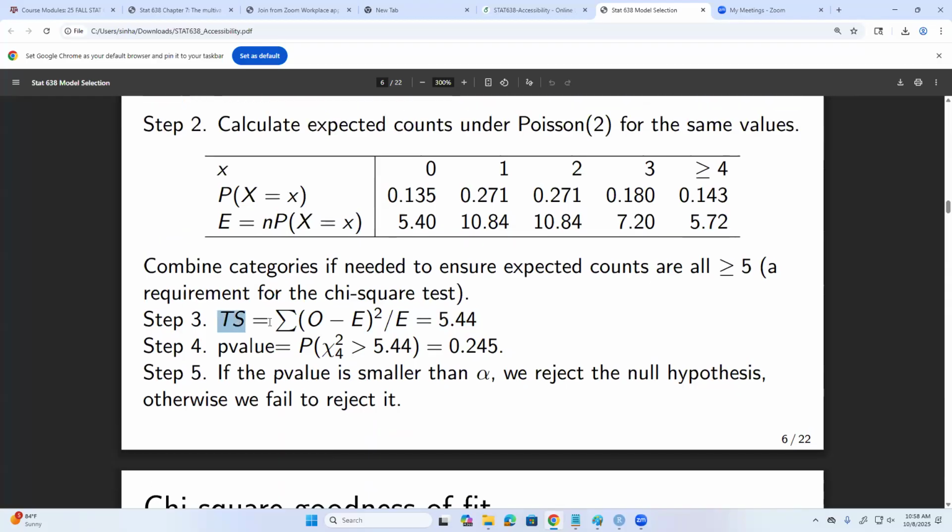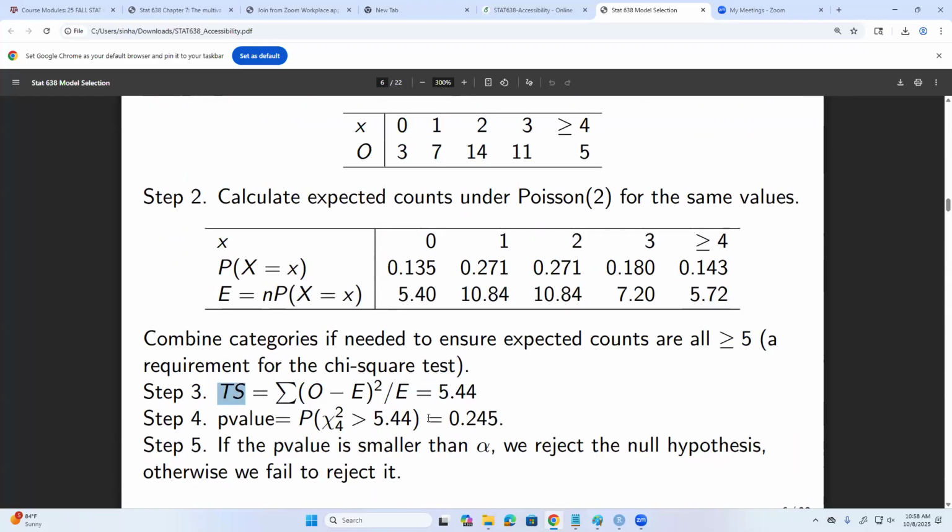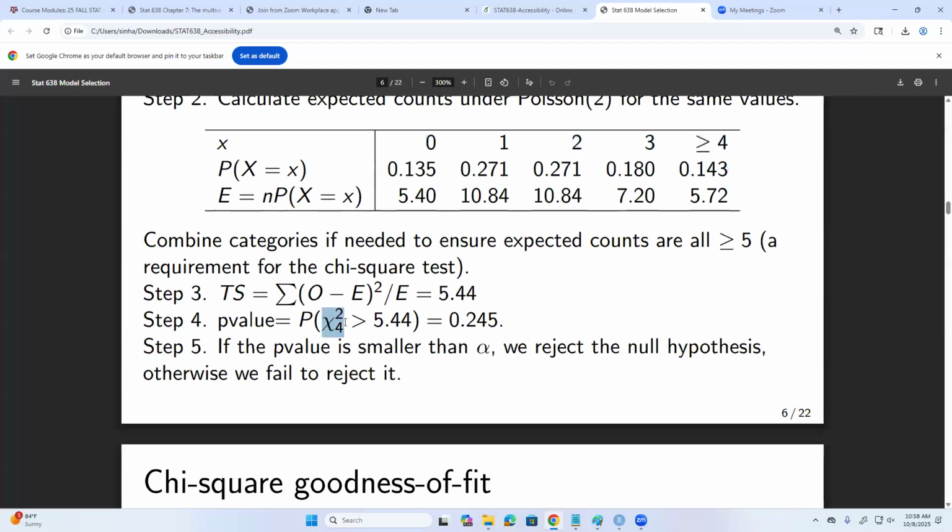And under the null hypothesis, the test statistic follows a chi-square distribution with degrees of freedom, number of cells minus 1. So how many cells do we have? We have 1, 2, 3, 4, 5. 5 cells. So 5 minus 1, 4 degrees of freedom. So it follows a chi-square distribution with 4 degrees of freedom. And you check that statistic value 5.44. Is it large with respect to that reference distribution? Reference distribution is the chi-square distribution.